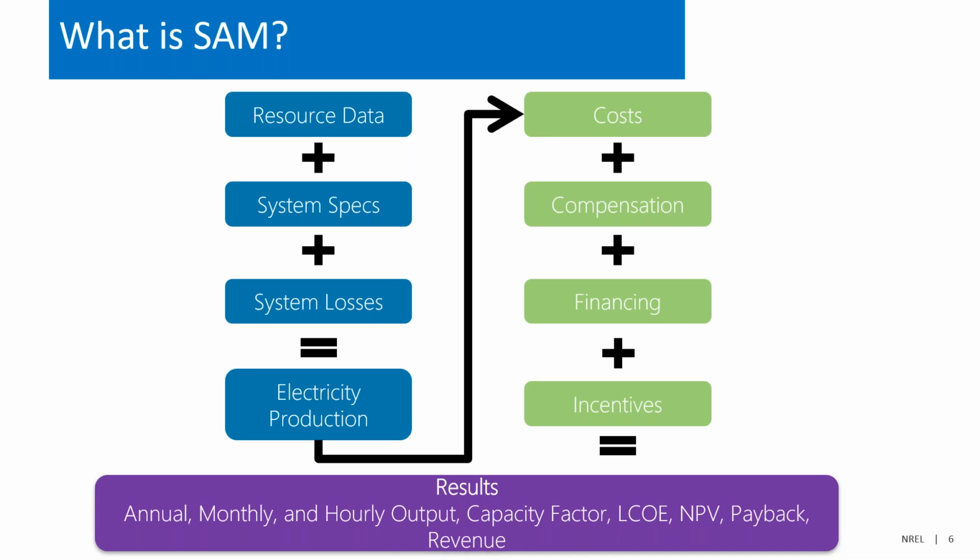So how does SAM do this? First, we combine resource data, in this case, wave resource or tidal resource data, with the design of your system. What type of wave energy converter or tidal energy converter are you using? What type of losses can you expect for your system to get you electricity values and energy production values that you then combine with cost, compensation, financing, and any incentives to get economic results. And this results in numerous results that you can view in terms of annual and monthly and hourly outputs and economic factors such as the LCOE.